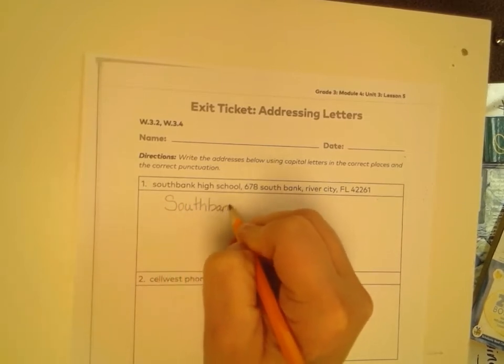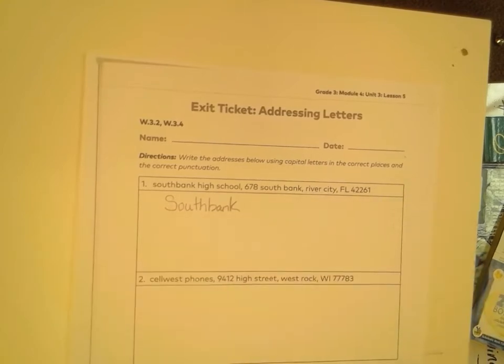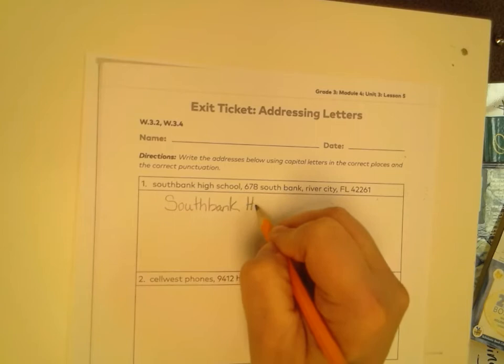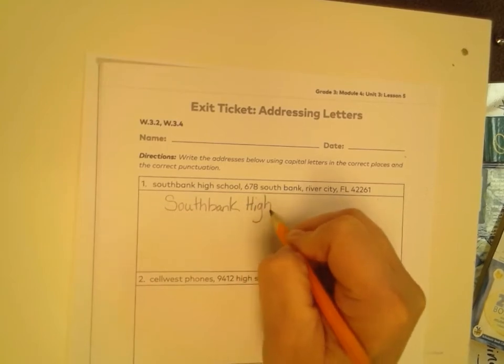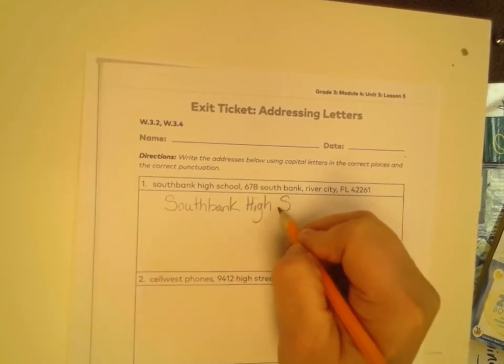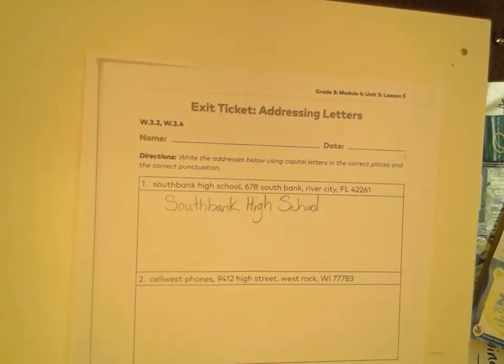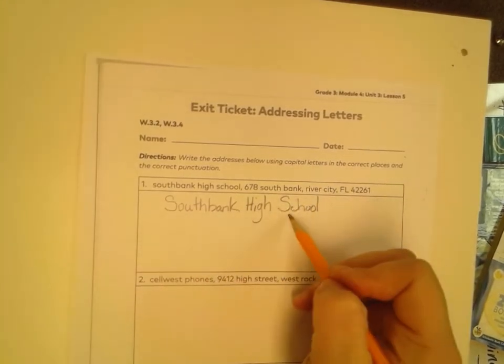South Bank High School. So capital H, and a capital S on school, because those are all parts of their name. Just like Lori Harrison has 2 parts, this has 3 parts. Okay, so then we go to the next line.